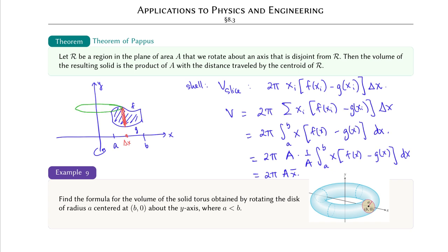If we take this slice and we rotate it about the y-axis, then the path that the slice travels is 2 pi x bar, which is the circumference. This circumference is the distance that the region travels around the y-axis. We call it D. 2 pi x bar is now D. So the volume is A times D. D is the distance traveled. A is the area of the enclosed region.